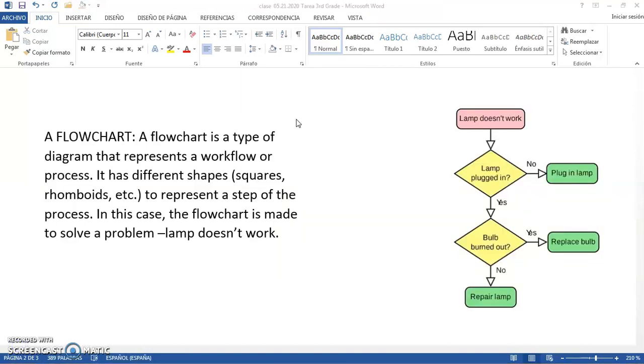The next type of diagram is called flow chart. Diagrama de flujo se le llama en español. A flow chart is a type of diagram that represents a workflow or process. It has different shapes, squares, rhomboids, etc., to represent a step of the process. In this case, the flow chart is made to solve a problem. For example, the lamp does not work.